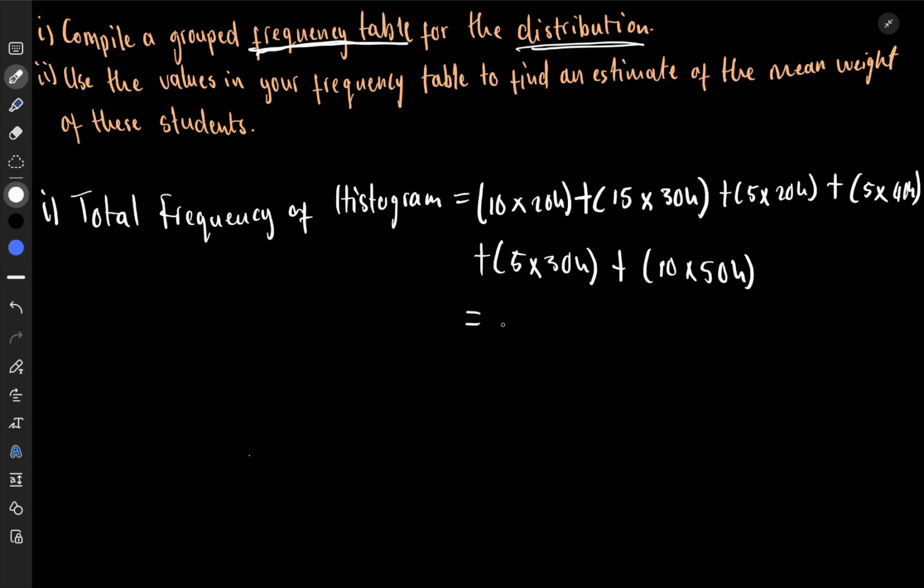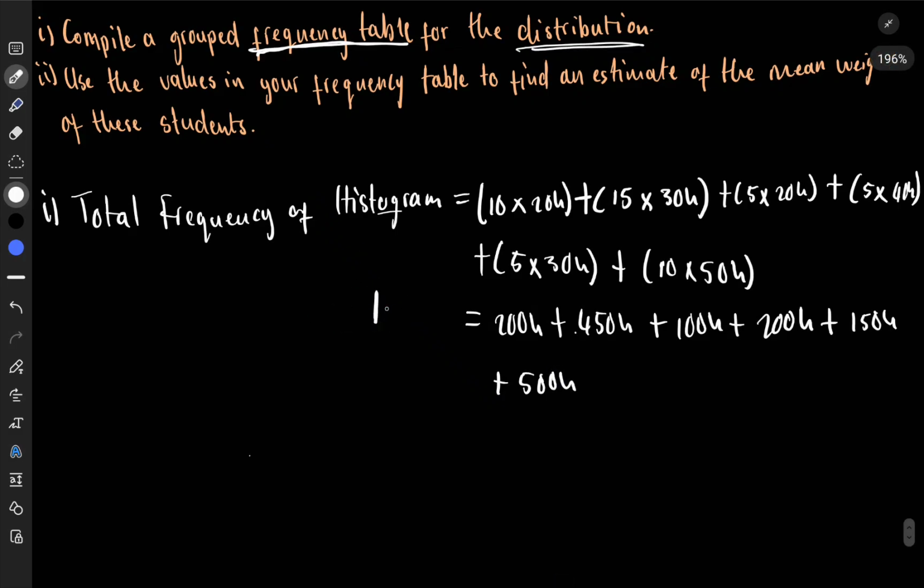So 10 times 20 would be 200H, plus 15 times 30, which should be 450H, because 15, 30, 45, yeah, 450H, plus 5 times 20 is 100H. You can do it with your calculator. 5 times 40 is 200H, plus 5 times 30 is 150H, plus 10 times 50 is 500H. Then I know that the total frequency of my histogram should be 160. So I'm going to say 160 is equal to what I'm calculating now, because I know the total area is the total frequency.